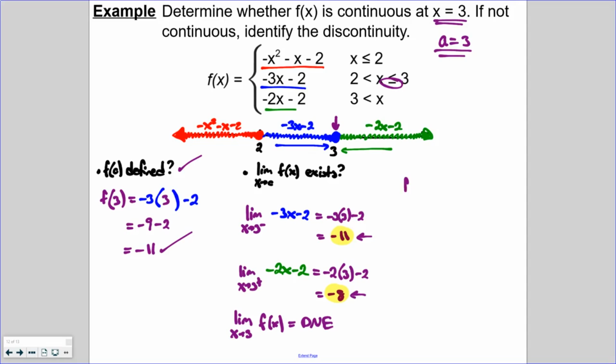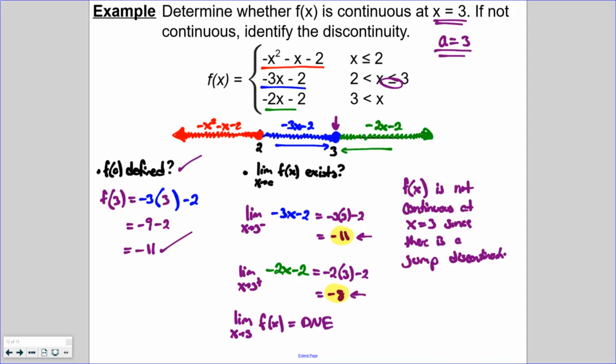So therefore, we can conclude that f of x is not continuous at x equals 3, since there is a jump discontinuity. All right, and there we have it. We have determined whether or not it's continuous, and we have identified the discontinuity.